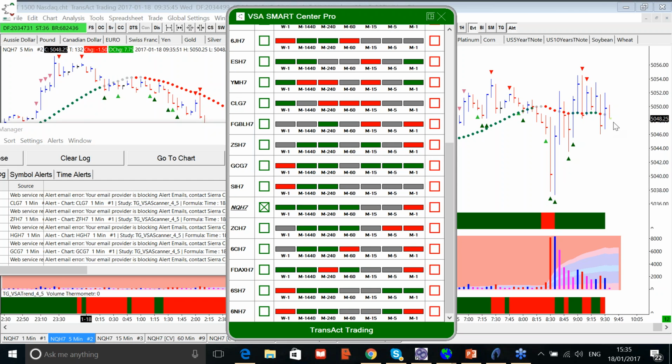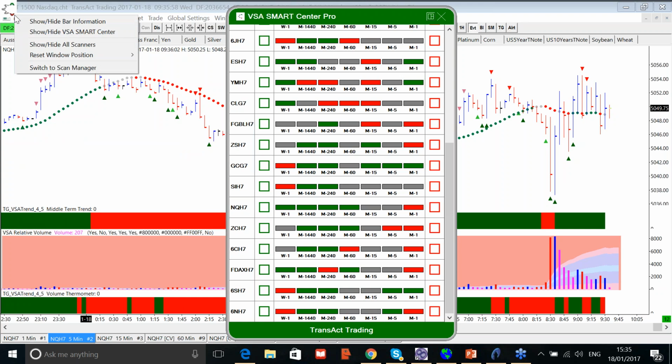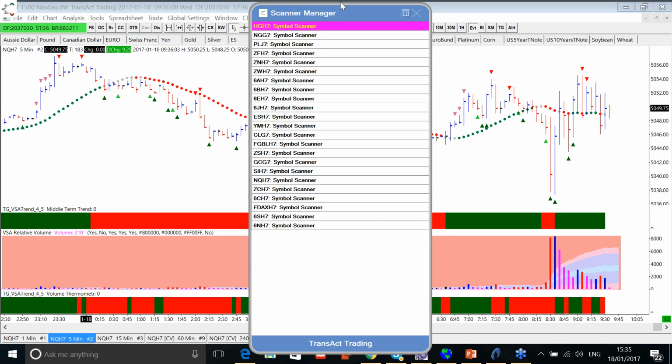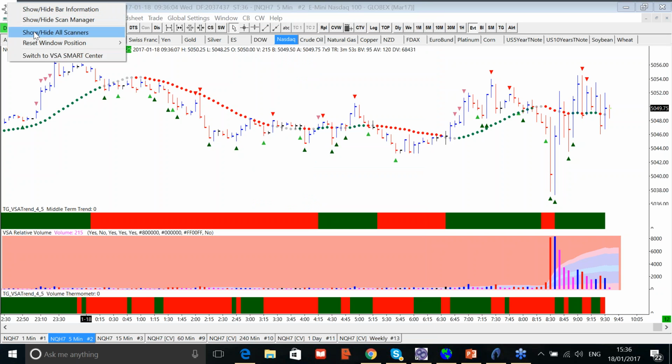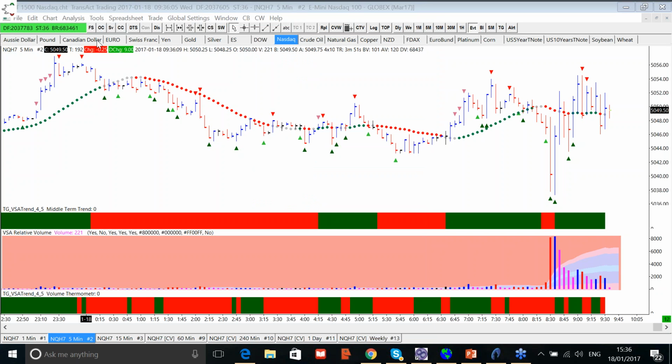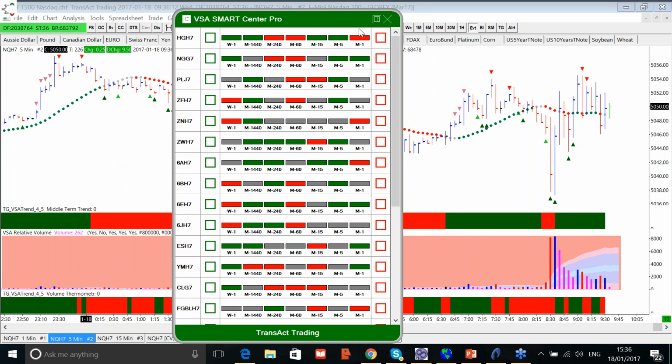And as soon as it appears, it's going to warn me here, and a voice will come up. You'll hear it in the background. It will say trend alignment to the upside or the downside has arrived. In fact, let me just show you that quickly before we carry on. I'm just going to switch back to the scanner manager, which is here, and we'll switch back to Smart Center Pro, and listen very carefully as I bring it back on. And we'll see if it actually comes up.